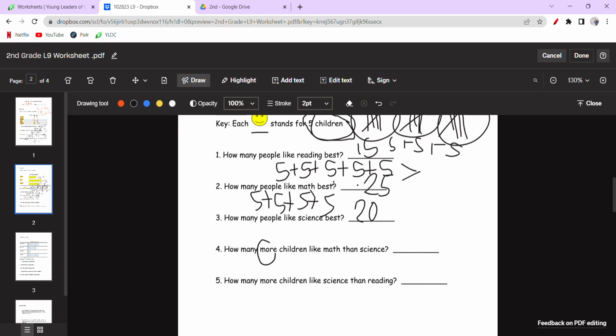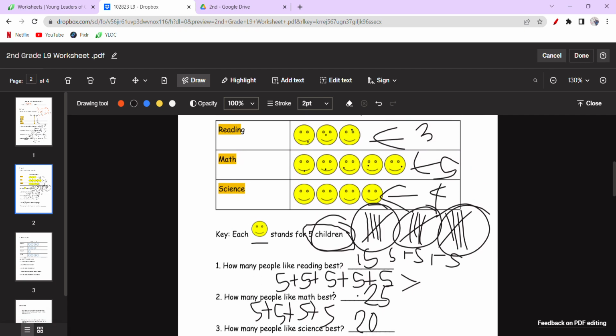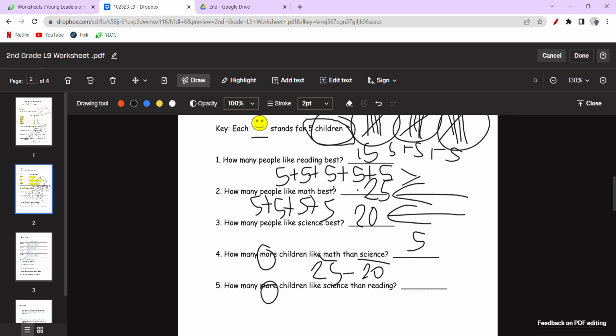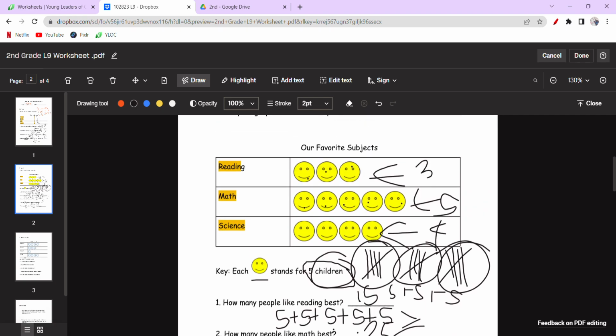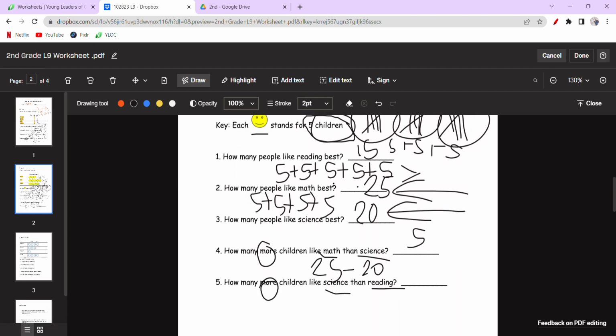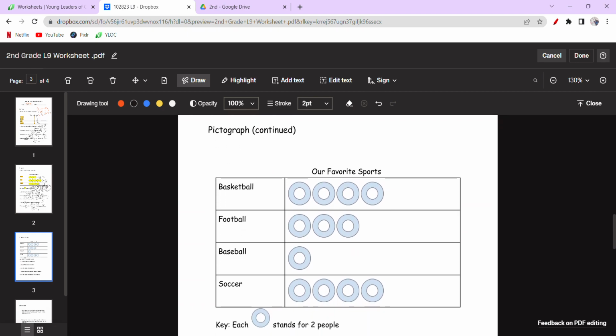So they asked how many more children like math than science. So we're subtracting here. We have math and science, and we have the values right here, right? So it'll be 25 minus 20. 25 minus 20 will equal 5. And another question about how many more. So we will be subtracting reading from science. Science there are 4, reading there are 3 smiley faces, so 20 minus 15, which is 5.